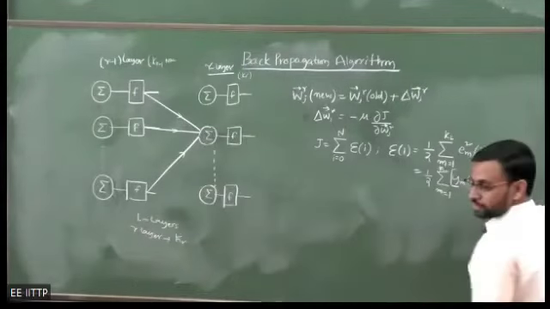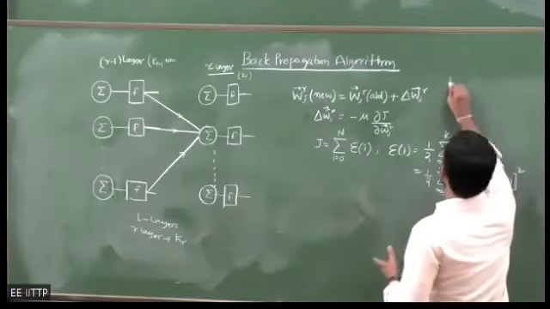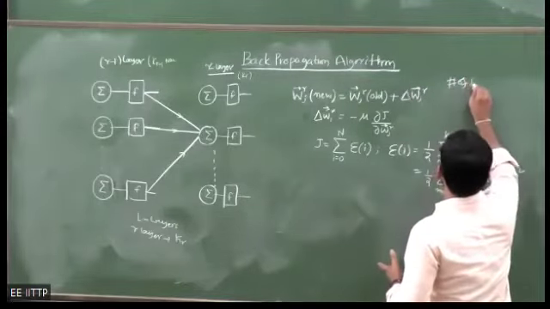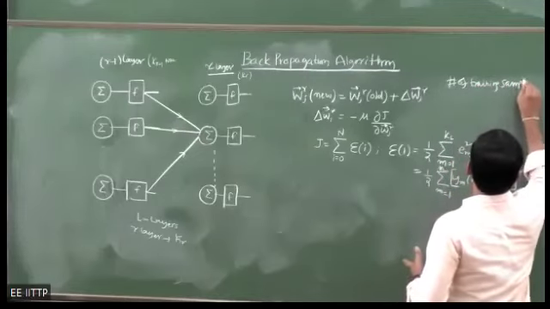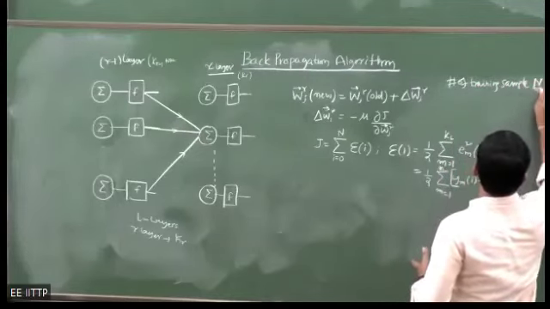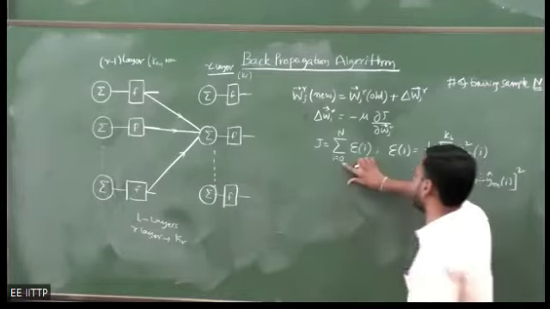Which one? This. Okay. i is nothing but the number of training samples. I have n. Okay, so my i varies from 1 to n here.